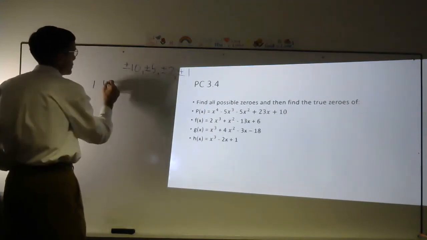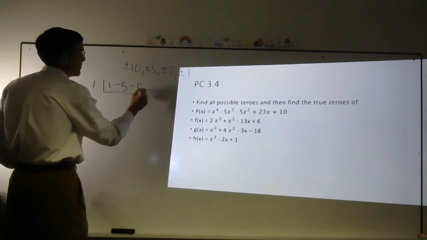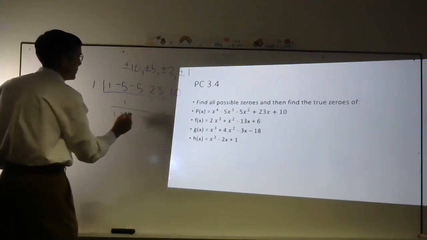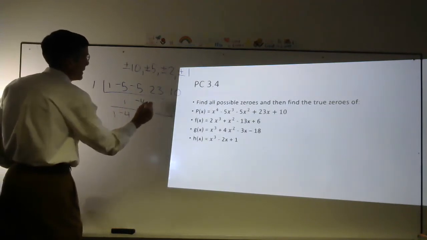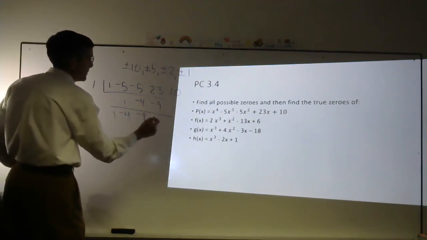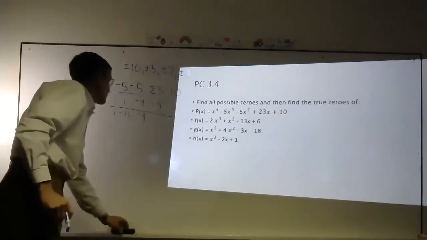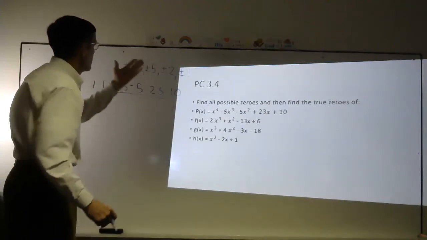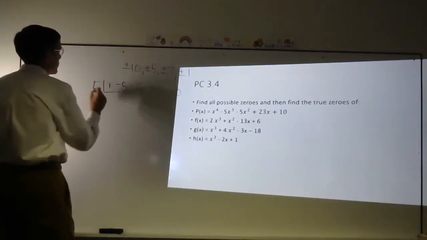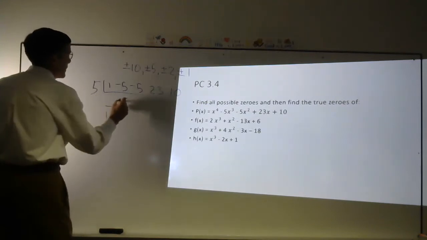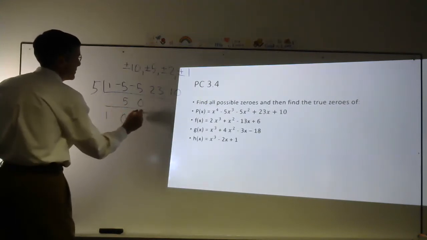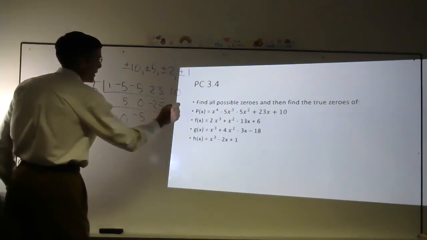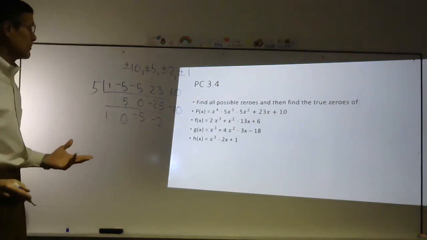Get your coefficients, no missing terms. Drop the 1, -4, -4, -9, -9. Yikes. What's that? 14. 1 times 4, that doesn't work. So 1 did not work. How about 5? Let's try 5. 5, 0, 0, -5, -25, -2. There it is. So 5 works.